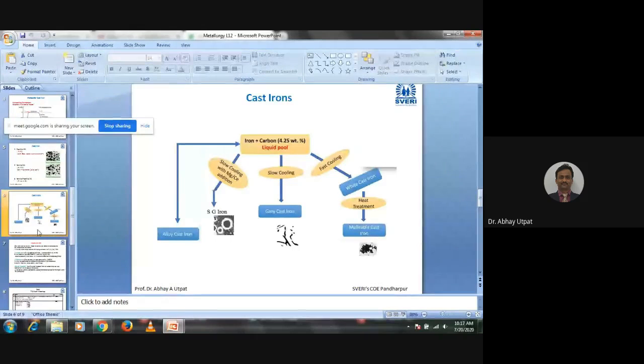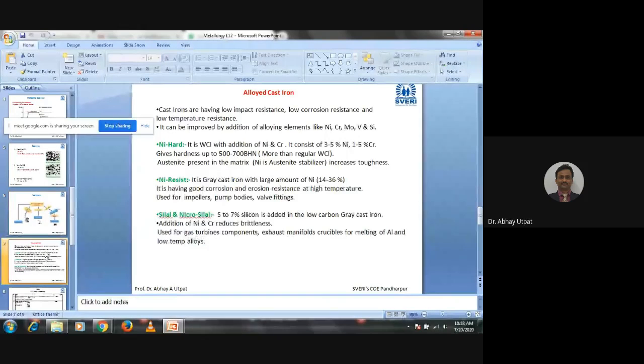The last bit of this chapter is alloyed cast iron. If you add alloying elements to the cast iron, properties further increase. So please take a screenshot of it. Alloyed cast iron is nothing but cast iron added with alloying elements. Why? Cast irons have low impact resistance, low corrosion resistance, and low temperature resistance. These can be improved by addition of alloying elements like nickel, chromium, molybdenum, vanadium, silicon.